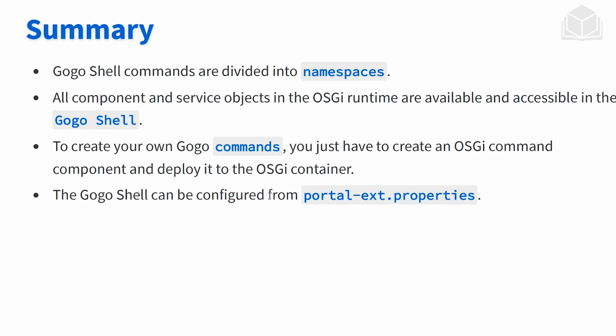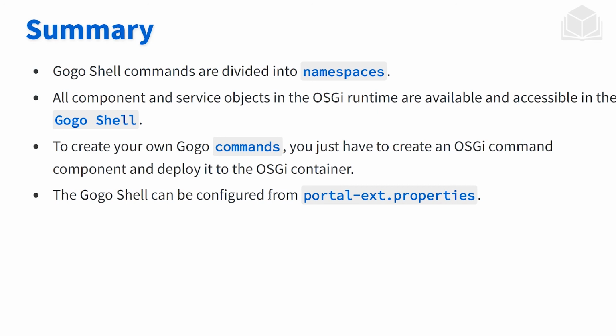So with all those things in mind, let's take a look at some of the key concepts that we discussed. Gogo shell commands are divided into namespaces. What you'll find is when you type help, you might have a couple of commands that are actually the same. One of them, for example, is list. The namespace helps us differentiate which list command we are using.